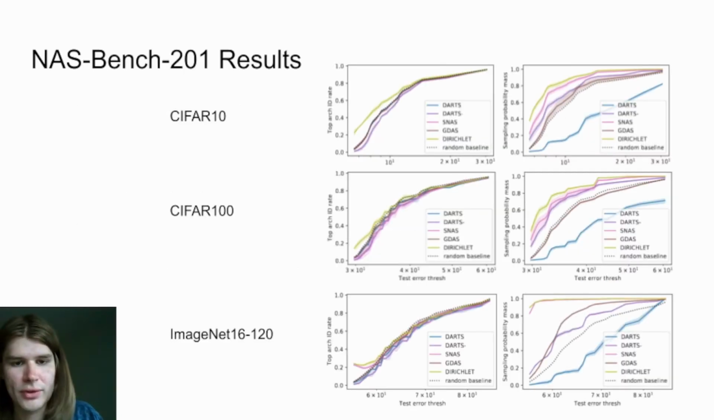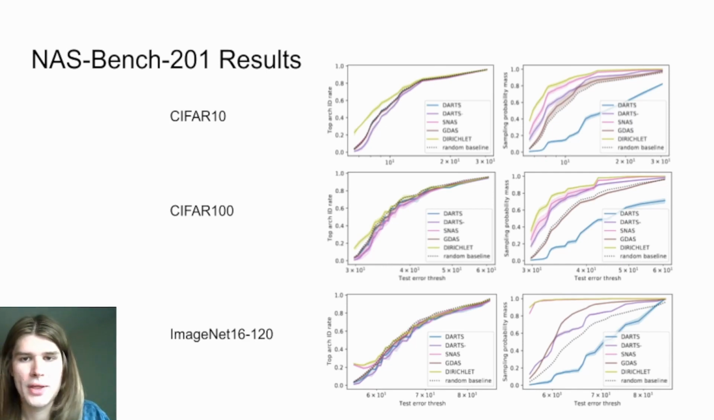Looking at our results for the tabular NASBench-201 benchmark, we can use the sampling probability plot on the right as a more robust evaluation of the supernet training algorithm than is provided by looking at the performance of the highest weighted architecture. So, looking at these results, we see that across data sets, Dirichlet-NAS is the superior algorithm, assigning significantly more weight to top architectures.